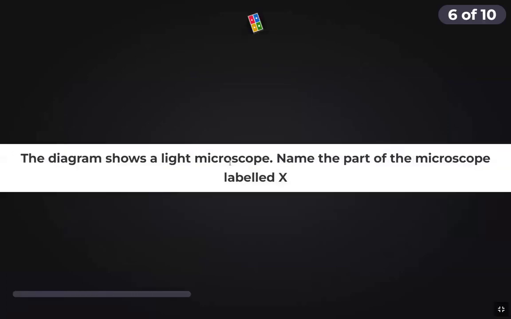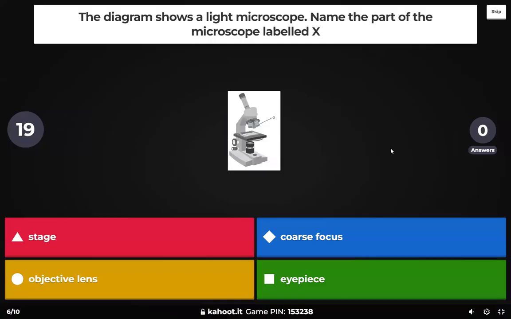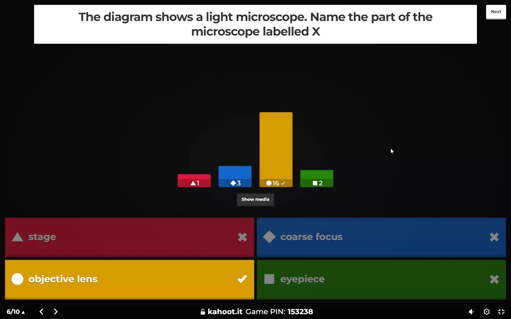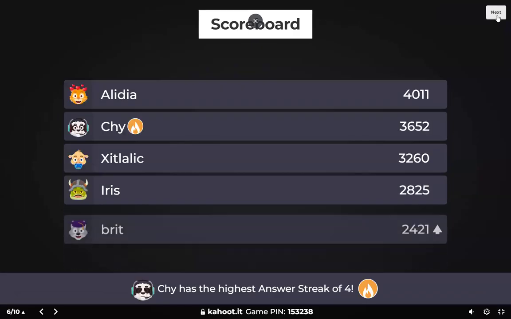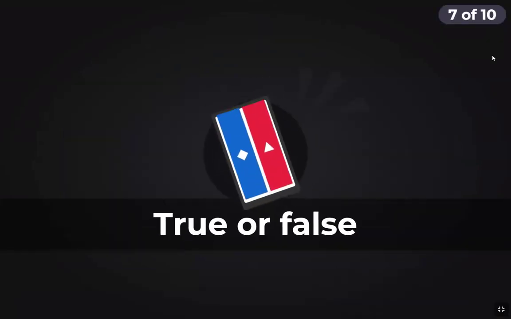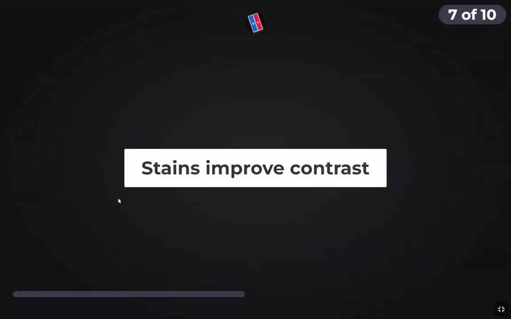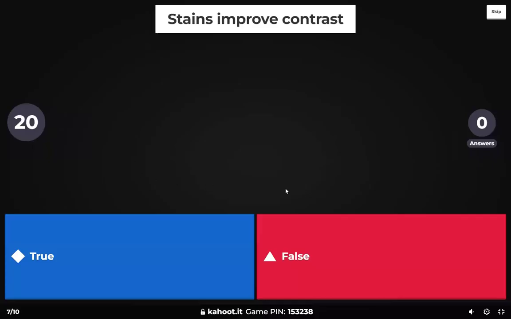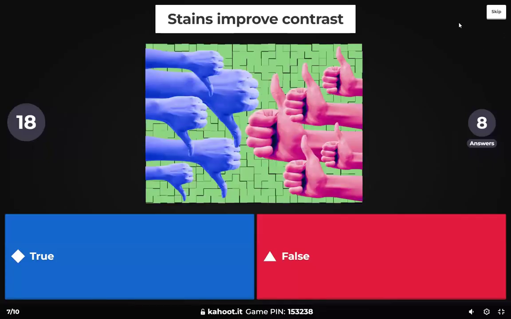Alrighty, the diagram will show a light microscope. Name the part of the microscope labeled X. All right, so that is the objective lens. This one, you gotta know the microscope parts. True or false? Stains improve contrast. Is that what stains will do for us?